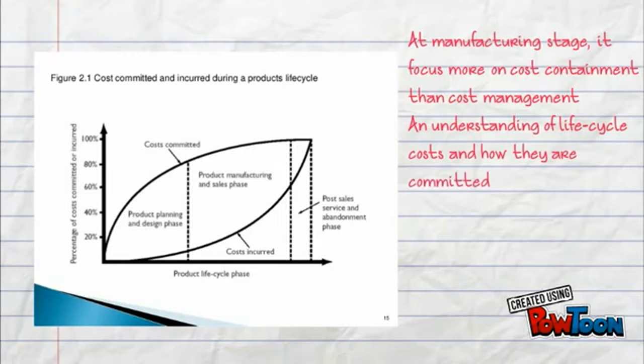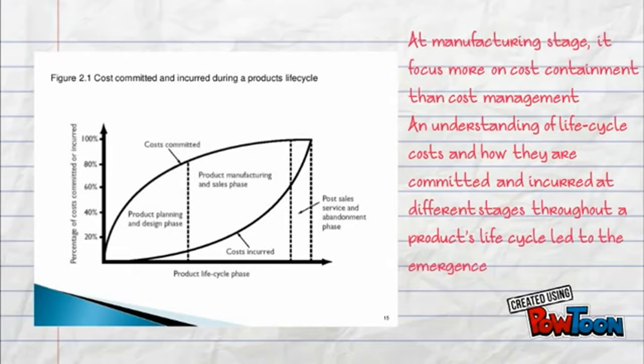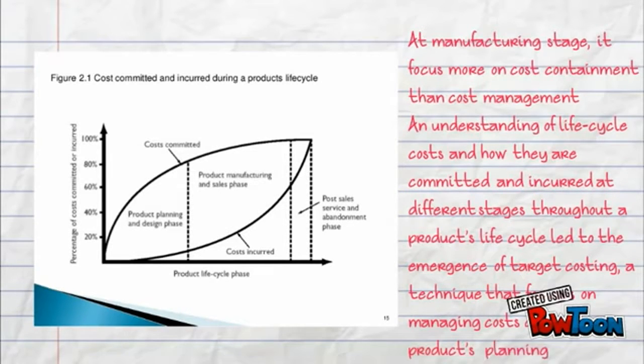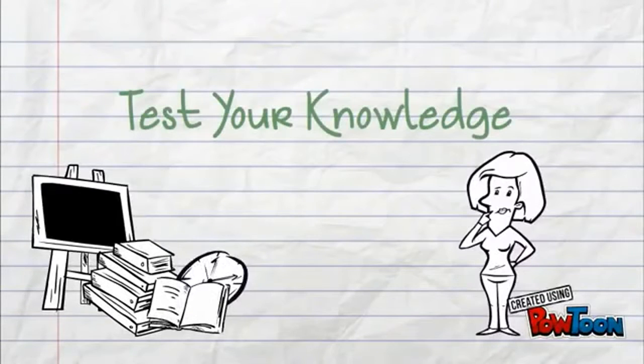An understanding of life cycle costs and how they are committed and incurred at different stages throughout a product's life cycle led to the emergence of target costing, a technique that focuses on managing costs during the product's planning and design phase. After watching the previous video, now we can solve questions using the knowledge.